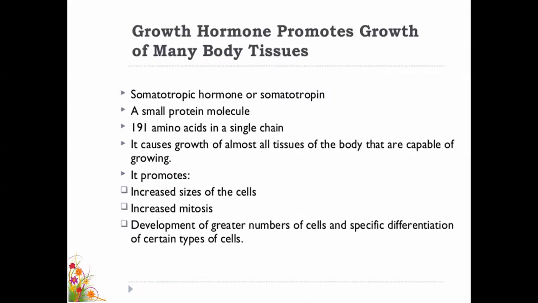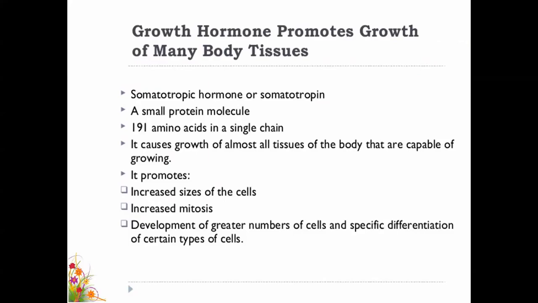So it can also be called somatotrophin, and it's a small protein molecule. What is the main building block of proteins? Anyone? Okay, very good. Amino acids. Very good. So it has 191 amino acids in a single chain.